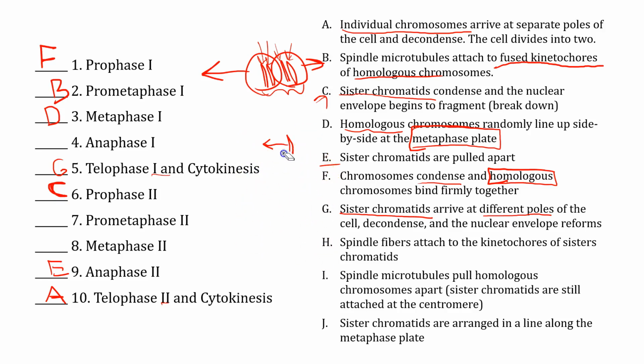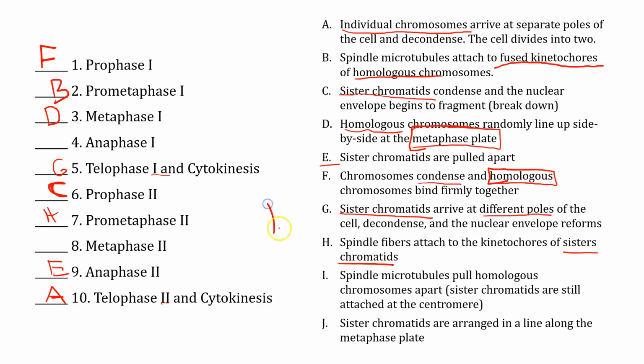All right, on to clear up some space here. On to H. Spindle fibers attached to kinetochores of sister chromatids. So this is going to be prometaphase, and we've already done prometaphase 1, so the only other option here would be prometaphase 2. So imagine there are some sister chromatids in a cell, and the spindle fibers are attaching to the kinetochores on either sister chromatid. That's kind of the story that's happening in that description.